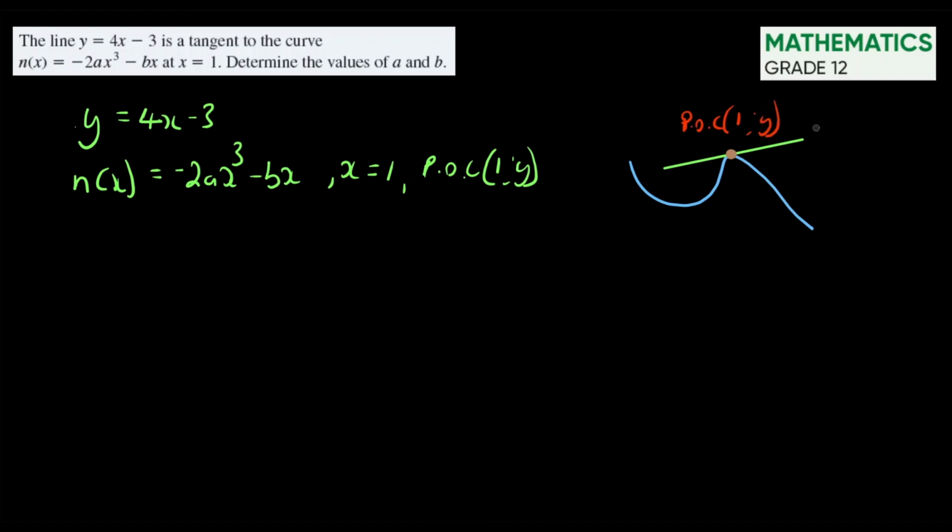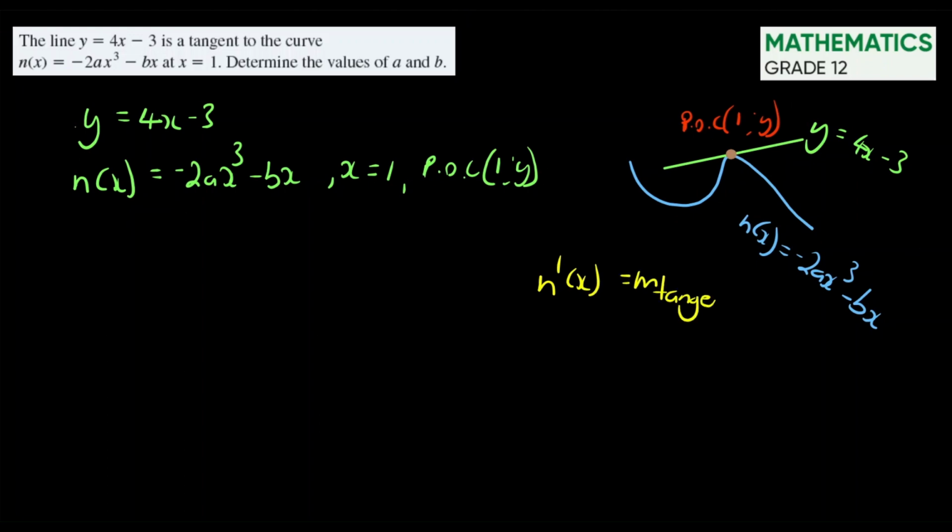And we are told that the equation of the straight line is y equals 4x minus 3, and the cubic function n of x equals negative 2ax cubed minus bx. So really that's the main relationship that we need to observe. Also remember that the first derivative of n of x will be equal to the gradient of the tangent. But what x are we talking about here? The x we're talking about is the x of the point of contact.